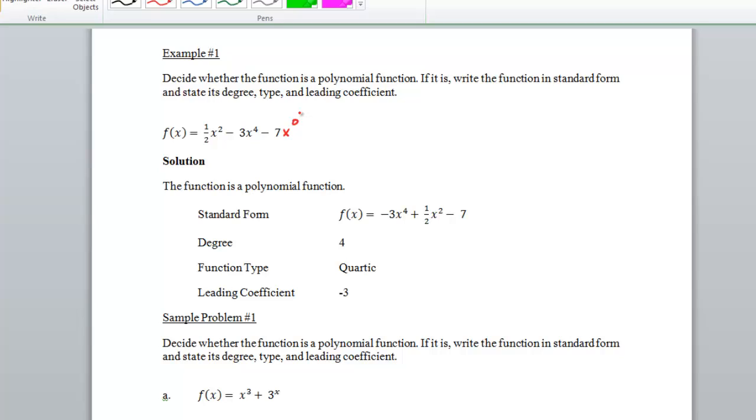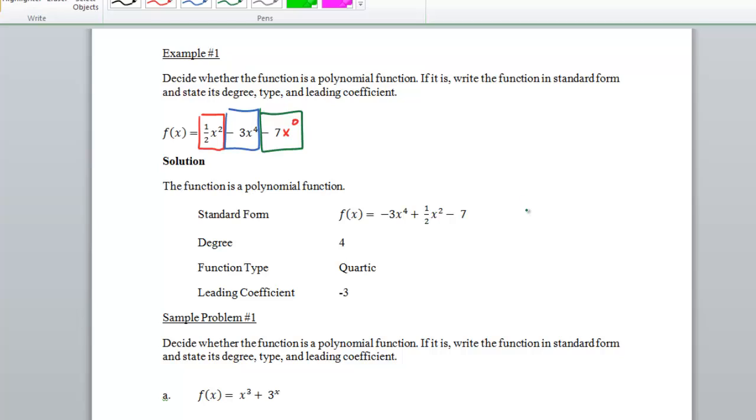Now keep in mind that the coefficient and of course the sign with the coefficient all go together. So we can see that that is one term, this is another term, and this is another term. When we move these around, we need to make sure that the signs and the coefficient values move with it. You can see here in the solution, f of x equals -3 x to the 4th plus 1/2 x squared minus 7. And so we have a degree of 4.